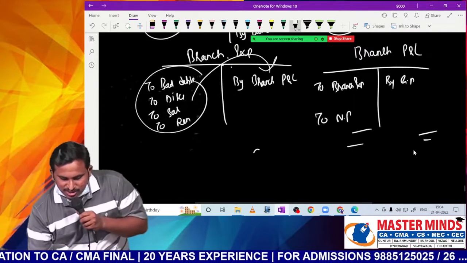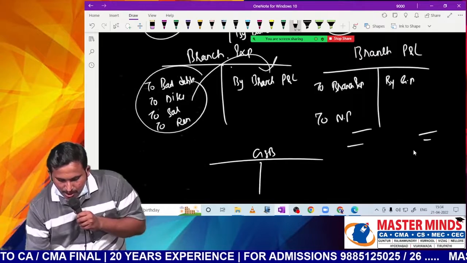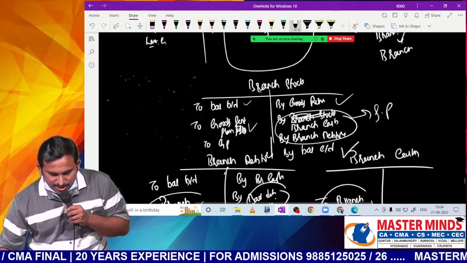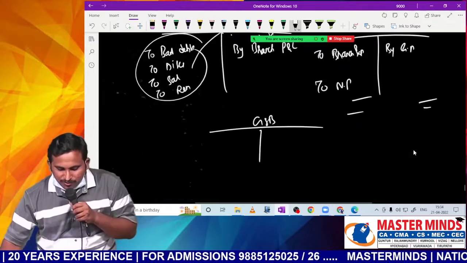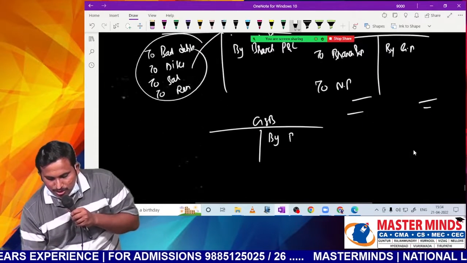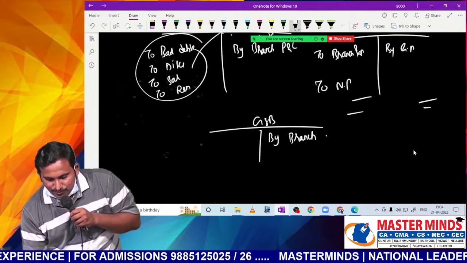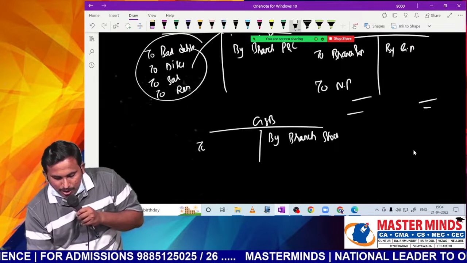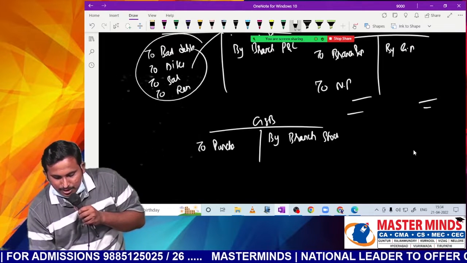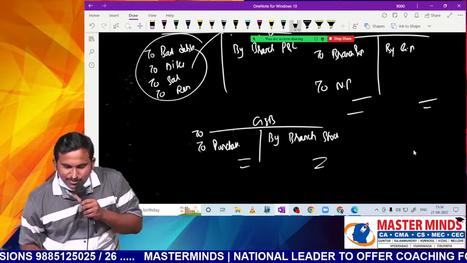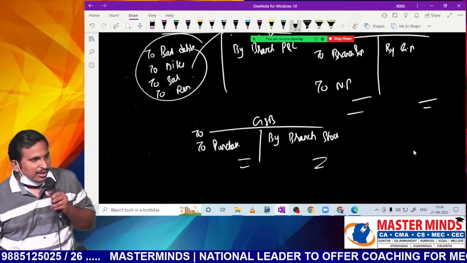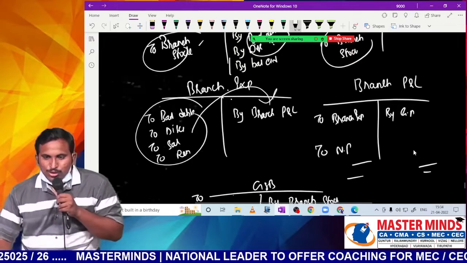Any goods sent to branch account means already we might have written what, sir? Branch stock to goods sent to branch. In goods sent to branch, what will we write? By branch stock. So this will now be transferred to the trading account or purchase account. If there are any returns, that also we will write. Only the net amount will be transferred to purchases. In this way, we maintain the goods sent to branch account.